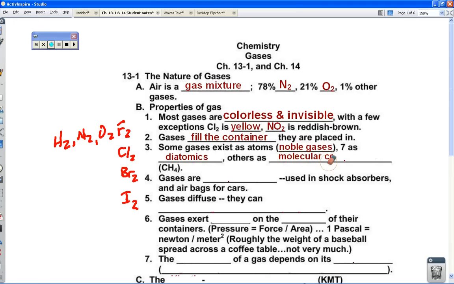Okay, and all the other gases are molecular compounds, like CH4, which is methane. Methane's my favorite kind of gas. And if you've been anywhere near my desk this morning, you can tell why. Never mind. I'm being gross.